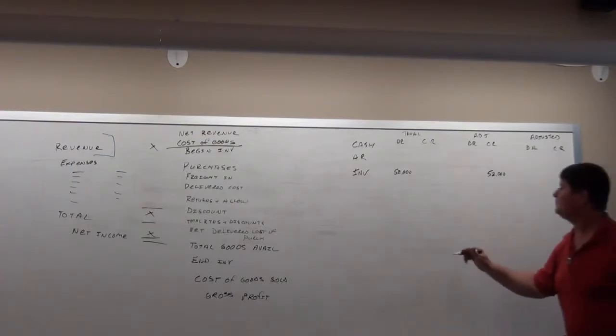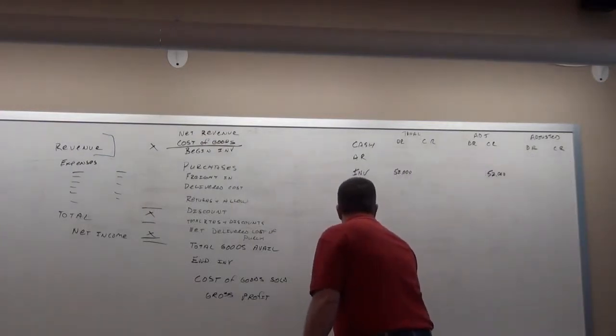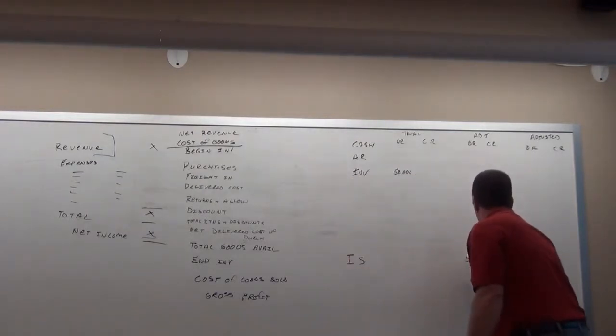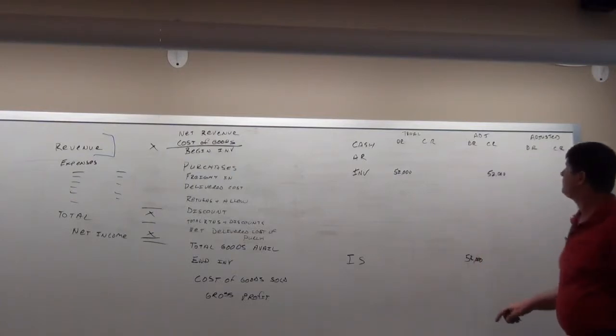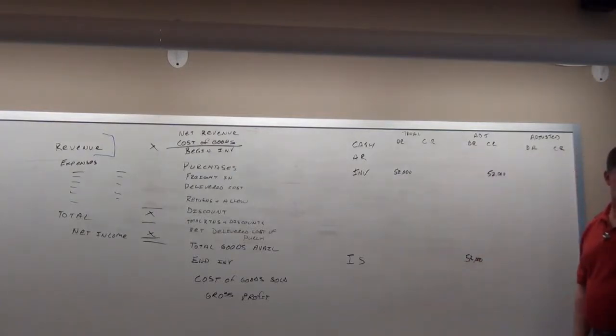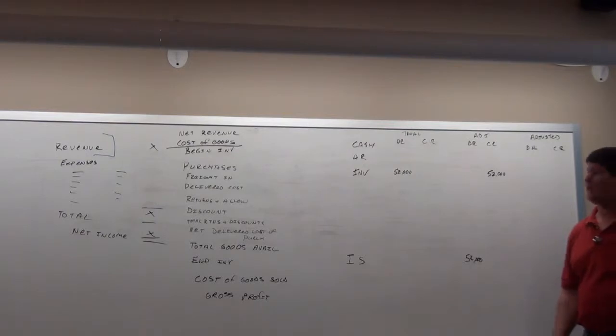Notice I didn't show it. Let me show it. Income summary of $52,000. So this balance is 0. You remove your beginning inventory.